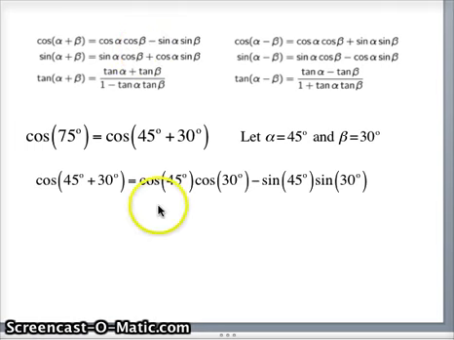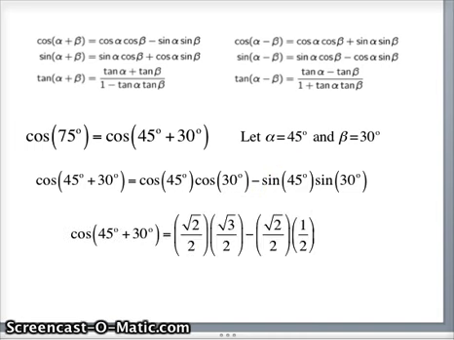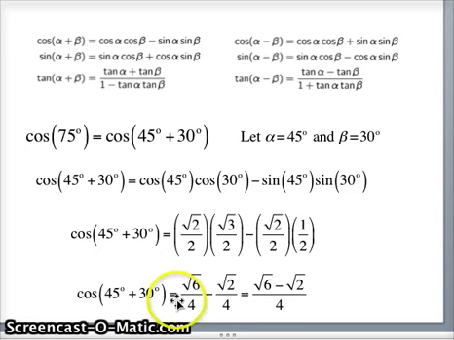Now, what are those values? Cosine of 45, root 2 over 2, or 1 over root 2. Cos of 30, root 3 over 2. Sine of 45, root 2 over 2. Sine of 30, a half. So then we have those values, and how do we simplify this? Root 2 times root 3 is root 6 over 4, minus root 2 over 4, multiplying that. And if you want to, you can get a common denominator. Common denominator is 4. So my result is root 6 minus root 2 over 4, which is my answer for the cosine of 75 degrees. Okay, let's look at another one.